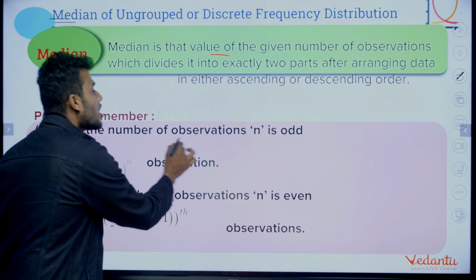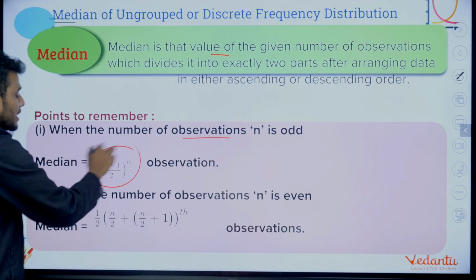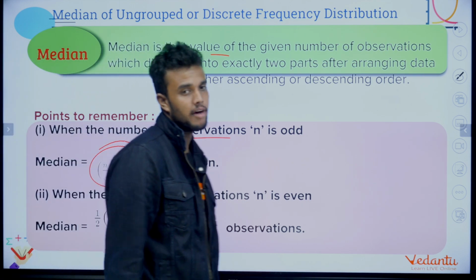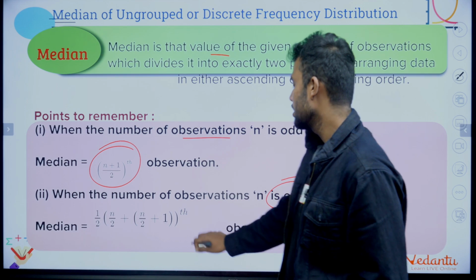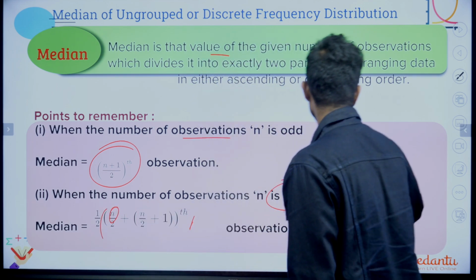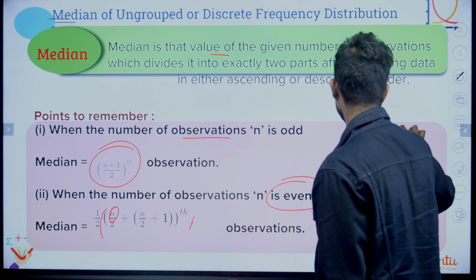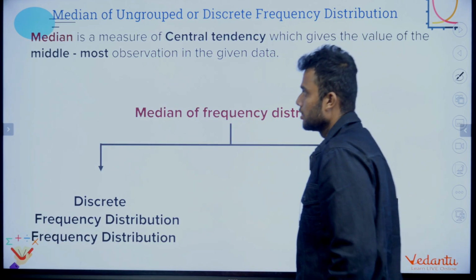First point, when the number of observations n is odd, then median becomes the (n plus 1) by 2th term of the observations. When the number of observations n is even, then median becomes this form, 1 by 2, n by 2. n is nothing but the summation of fi. Okay, this one, observation. I hope it's clear.